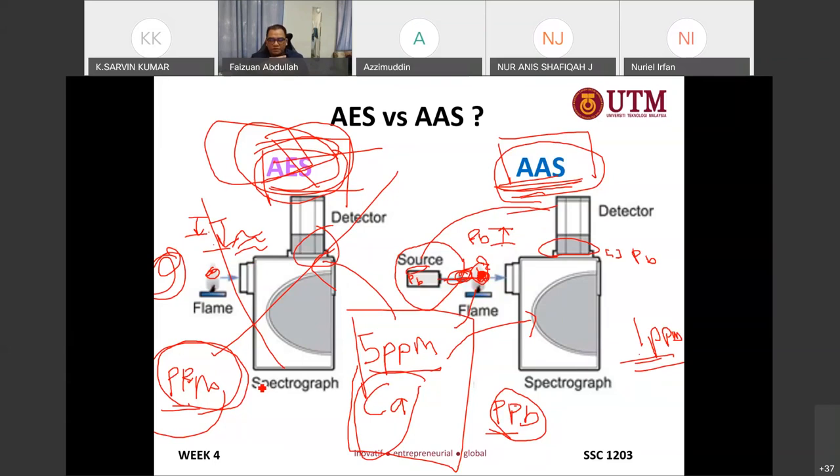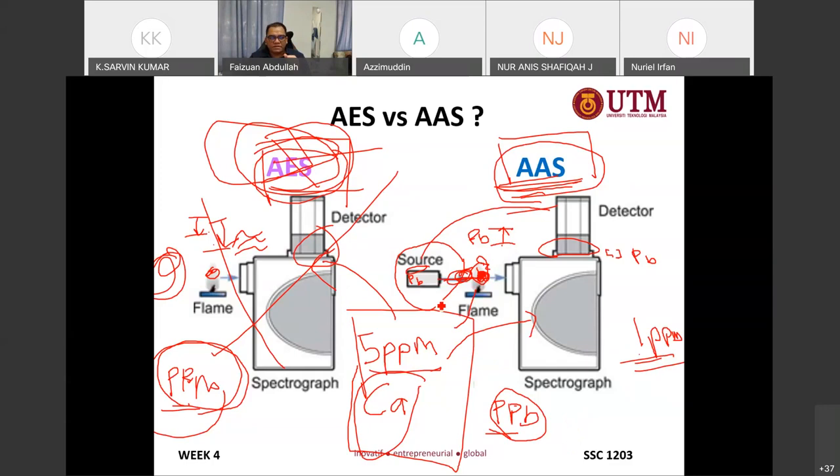Because of what? For the first thing, the detection limit is lower. The instrument that has the lower detection limit is more expensive, because the instrument is more complicated, because it is difficult to detect a small amount of analyte. All right, that is the logic.